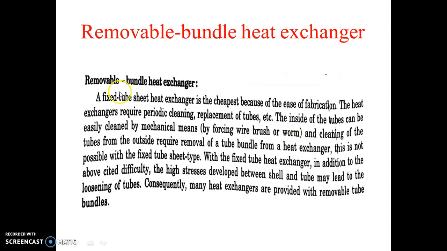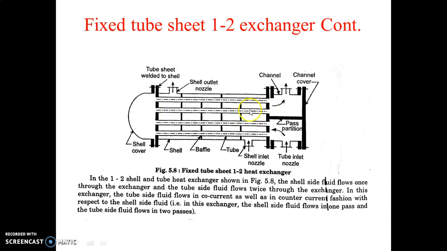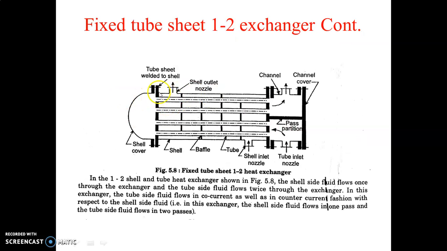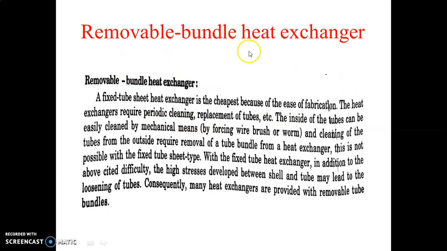Then there is another heat exchanger which is called a removable bundle heat exchanger. This type of heat exchanger is used for removing the tube bundle from the heat exchanger. That means this tube bundle can be removed from the shell, because that is not possible in a fixed tube sheet. Here we cannot remove it because it is welded. So for that purpose you have to use the removable bundle heat exchangers.